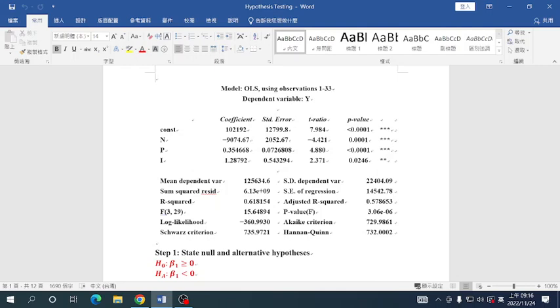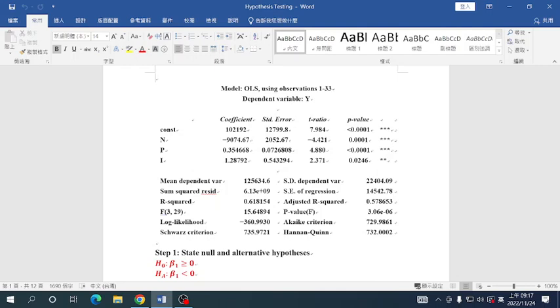Therefore, the null hypothesis will be about the 3 coefficients: beta 1 equals beta 2 equals beta 3 equals 0. The alternative hypothesis will be at least one beta j not equal to 0, where j is 1, 2, 3. Right? Okay, so this is step 1.